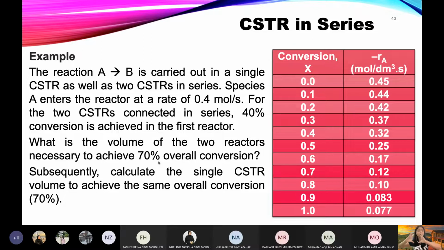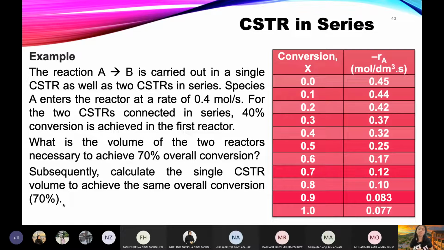Means how big my second reactor will be if I want to further convert from 0.4 to 0.7. Okay, that's the question. Means kamu kena kira dua volume reactor tu lah. Okay, next part of the question. Subsequently, calculate single CSTR to achieve the same overall conversion 70%. Okay, so part yang seterusnya soalan ni kata untuk reaktor yang single tu terus capai 70%. Dia tanya berapa besar reaktor volume tu.